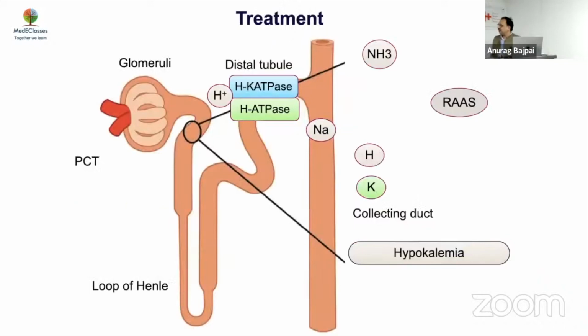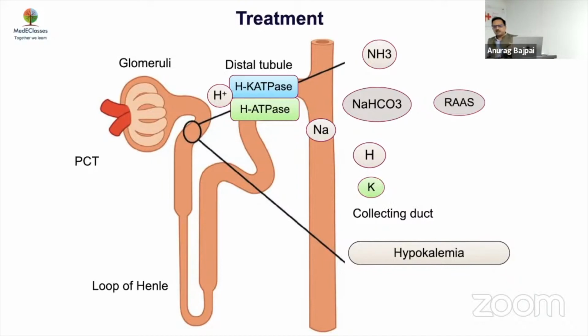Now, how do you treat? Distal RTA treatment is basically bicarbonate. It is so simple that if you give appropriate bicarbonate, your potassium will improve, your bones will improve, your hypercalciuria will come down. So bicarbonate alone is effective in everything. Once you give bicarbonate, you will have better improvement as far as volume is concerned, as far as acidosis is concerned, and the RAS axis will also be suppressed. So if your RAS axis gets suppressed, your hypokalemia will also improve automatically. So there's a lot of improvement which will happen.